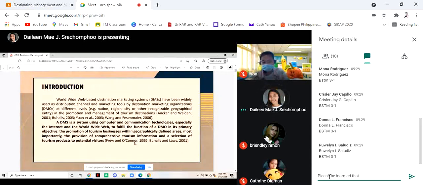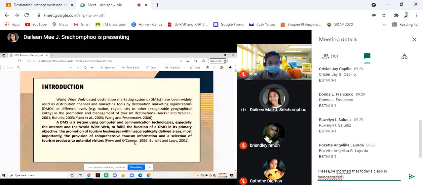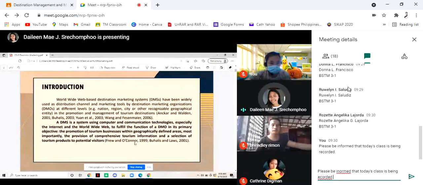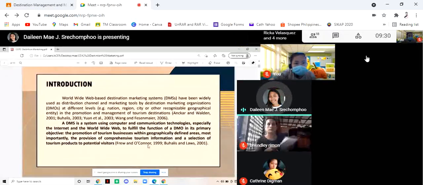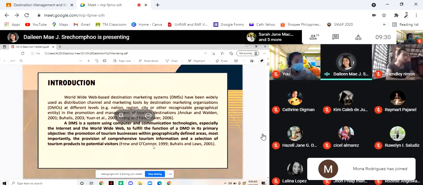So, a DMS is a system using computer and communication technology, especially the internet and the World Wide Web, to fulfill the function of a DMO in its primary objective, the promotion of tourism business within geographically defined areas. Most importantly, the provision and comprehensive tourism information and a selection of tourism product to potential visitors.